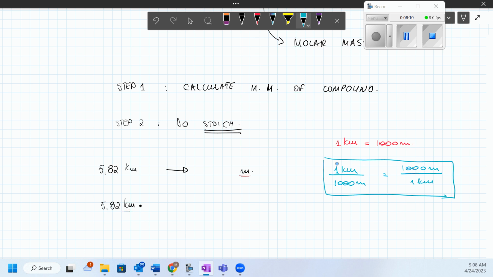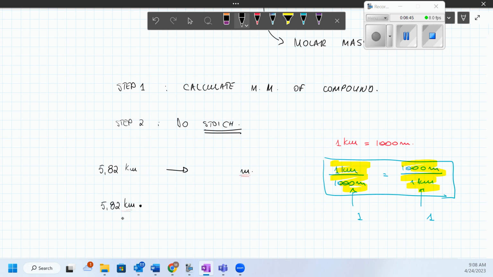So this is a ratio of 1, and this is a ratio of 1. When you multiply anything by 1, you are not changing anything. So now you have two ratios, ratio 1 and ratio 2.